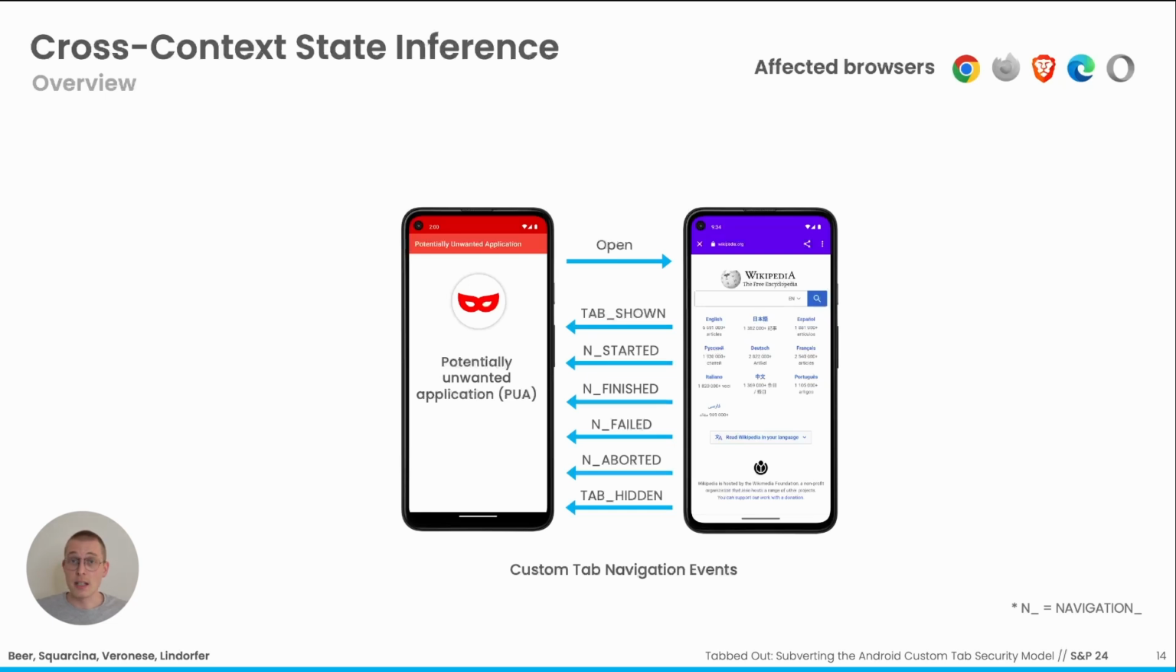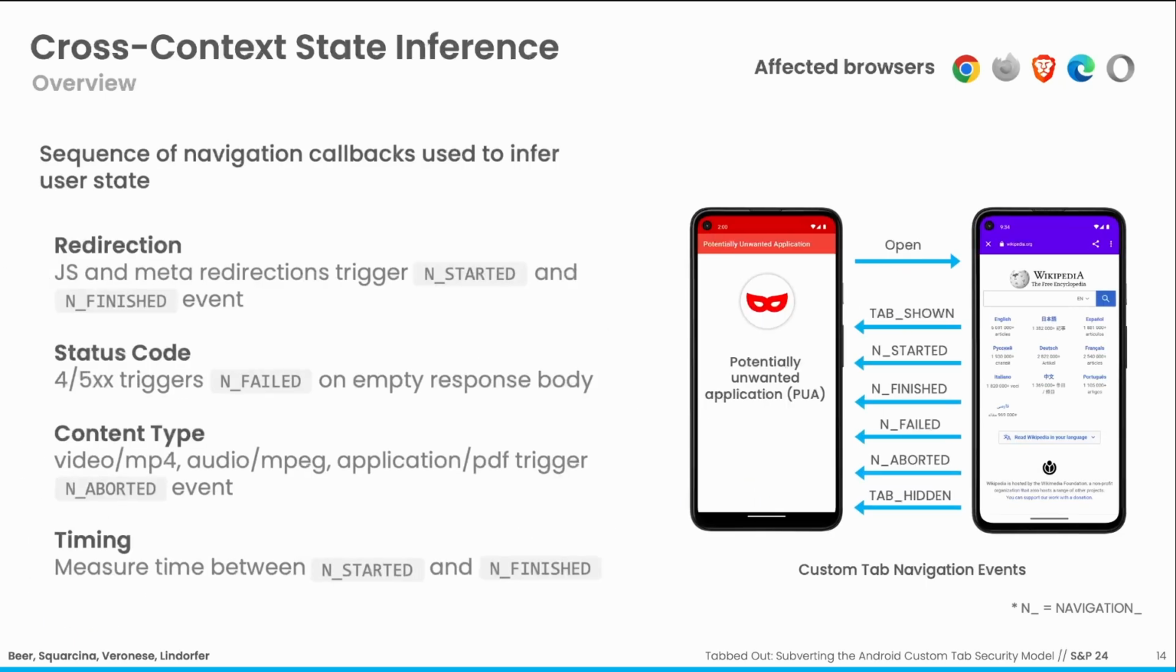And the interesting thing about these callbacks now is that these callbacks depend on the behavior of a website. And the behavior of a website can depend on the user's state on a website. So for example, a website may behave differently when the user is logged in compared to when the user is not logged in. And an application can now use these callbacks to infer such information about a user on a website. And our cross-context state inference attack is able to detect 4 such metrics: redirections, status codes, content types, and timing. And all of these 4 can depend on the user's state on a website.